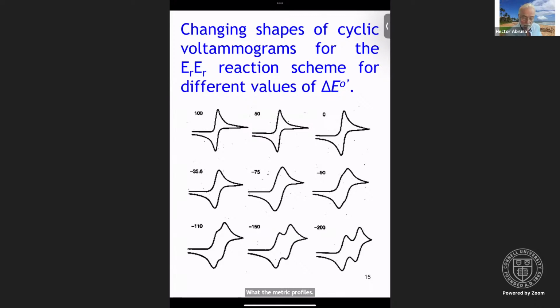So here we have a system that can exchange 2 electrons reversibly, depending on the difference in delta E0 prime. We start with a simple case. You have a very big difference between those 2 formal potentials, and so you see basically 2 1-electron processes.